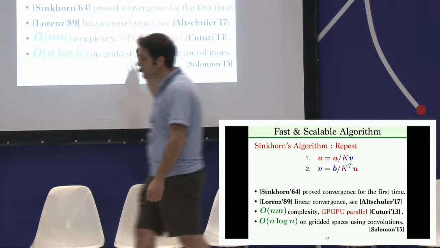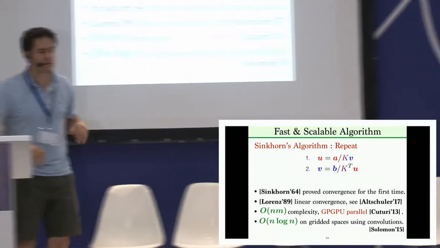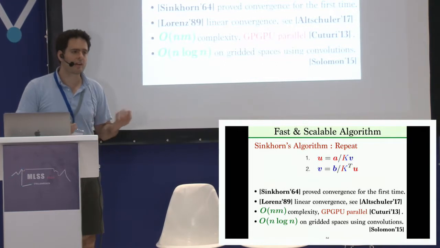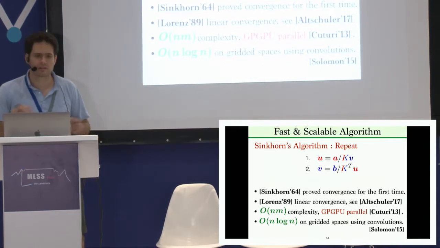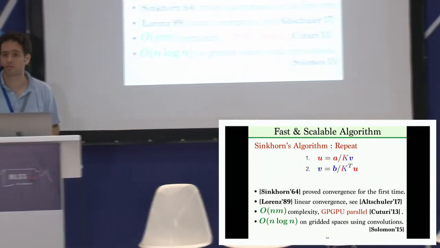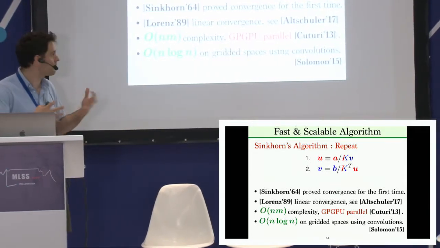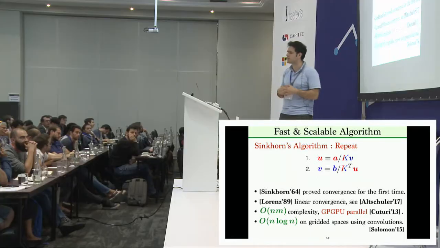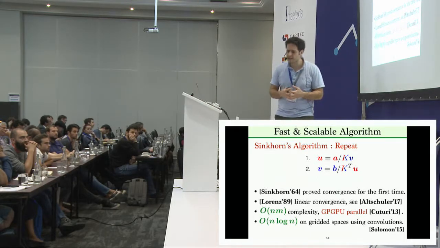So the history of this algorithm actually dates back to the 30s. It's not Sinkhorn who invented it. It was called the RAS method, IPFP method. There's several different names for this. But Sinkhorn was the first to prove that it converged, that the fixed point iteration was constructive. And then there's been a lot of work on this algorithm to understand how fast it converges.